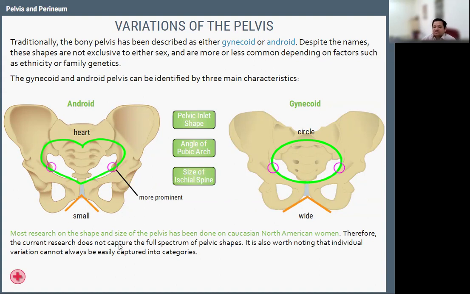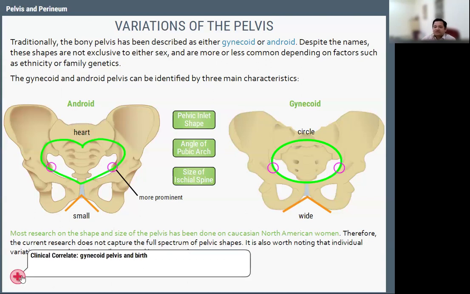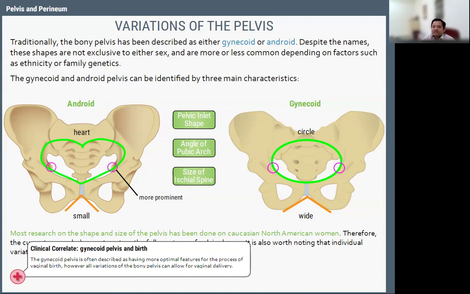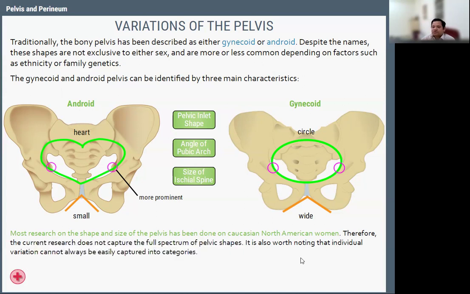Most of the research on the shape and size of the pelvis has been done on Caucasian North American women. Therefore, the current research does not have a full spectrum of pelvic shapes. So there are many differences as per research and fact. In the clinical correlation, gynecoid pelvis and birth: the gynecoid pelvis is often described as the optimal feature for the process of vaginal birth. But there are variations also, and vaginal deliveries are possible also with certain efforts.